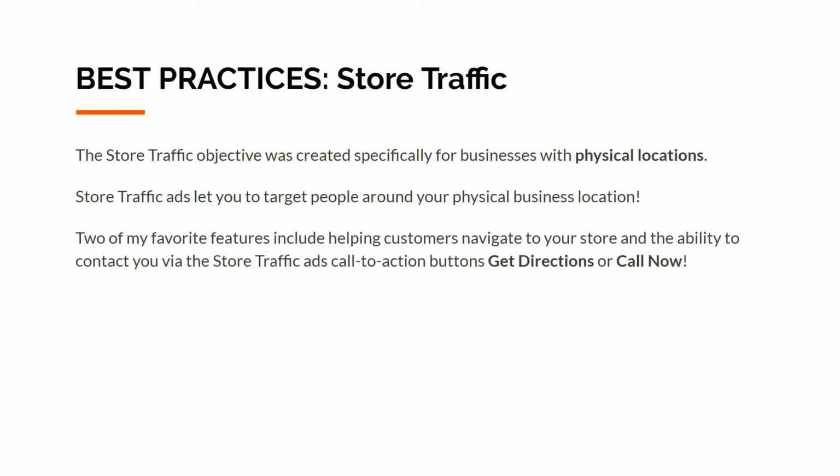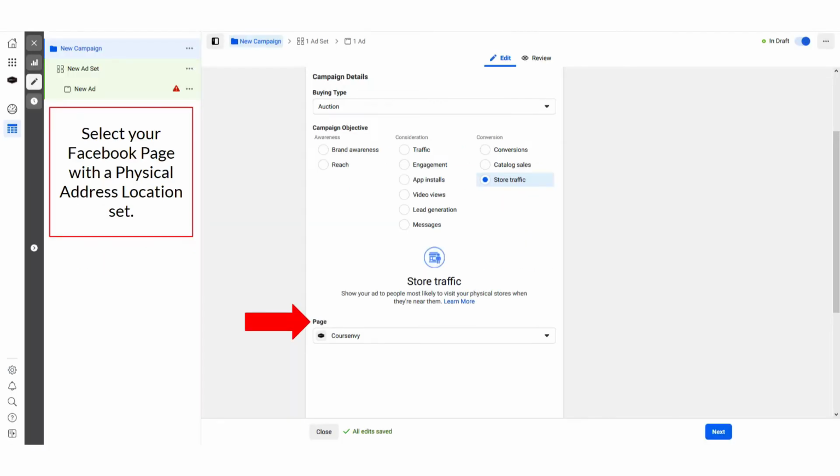This objective was created specifically for businesses with physical locations. Store traffic ads let you target people around your physical business location. Two of my favorite features include helping customers navigate to your store and the ability to contact you via the store traffic ads call to action button, get directions, or call now. So on the objective page, we selected store traffic, scrolled down. First, select your Facebook page with a physical address location set.